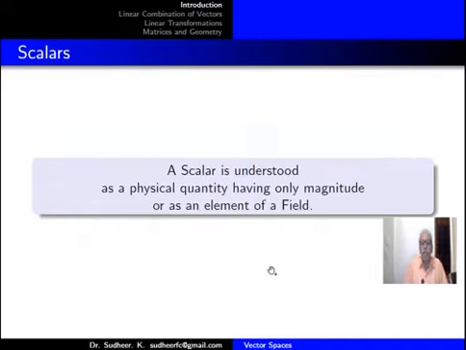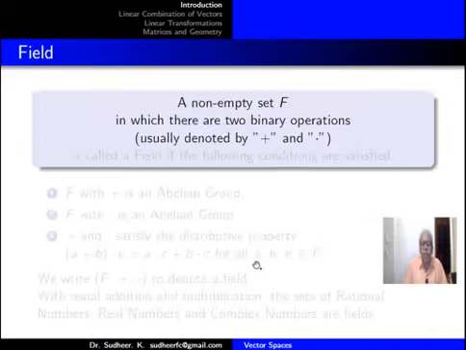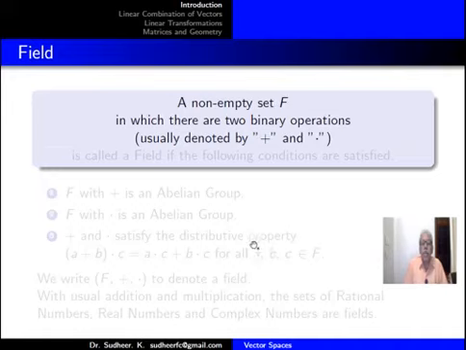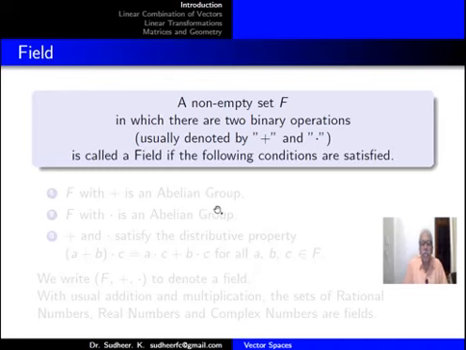A scalar is understood as a physical quantity having only magnitude or as an element of a field. A field will be a new term to you. It's a non-empty set F in which there are two binary operations usually denoted by plus and dot representing the addition and multiplication of elements satisfying certain conditions.